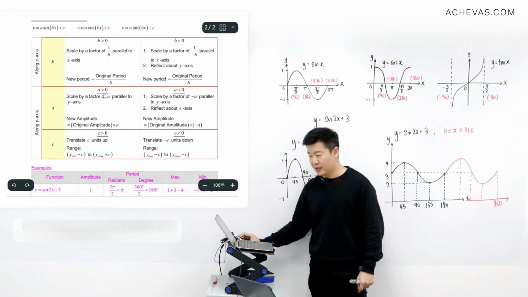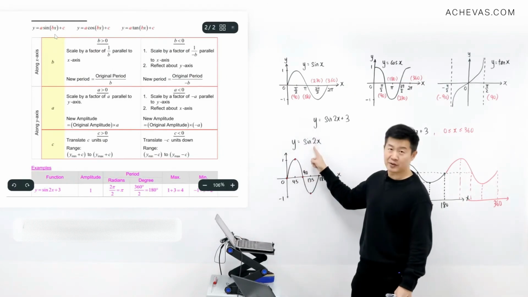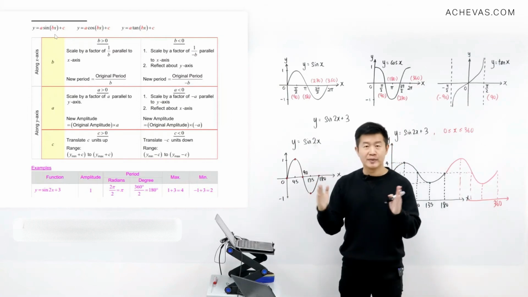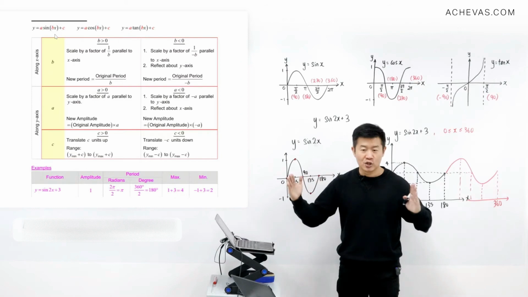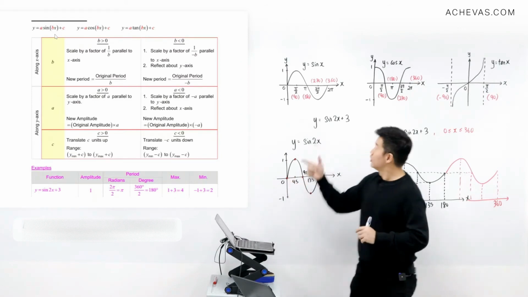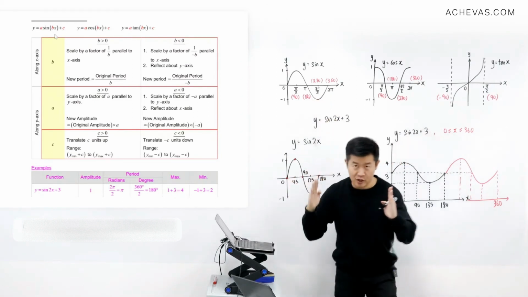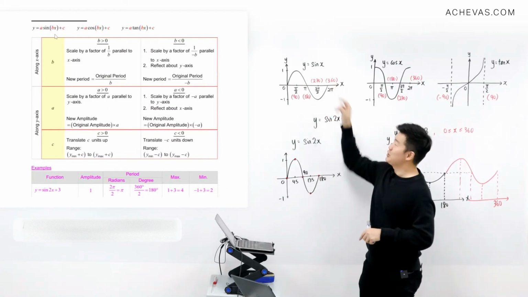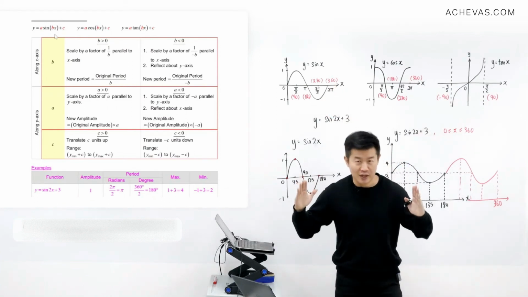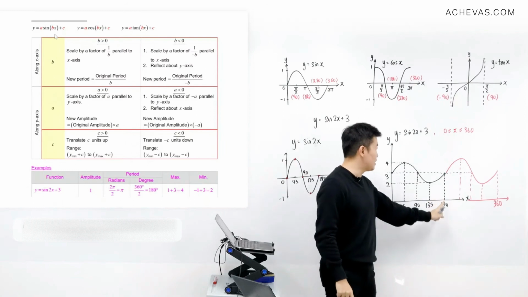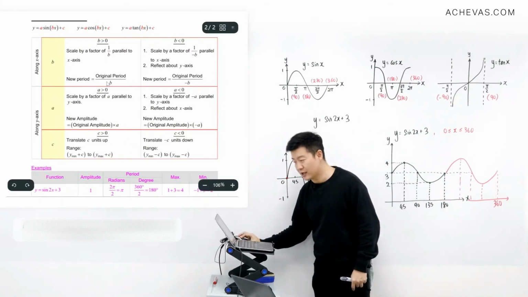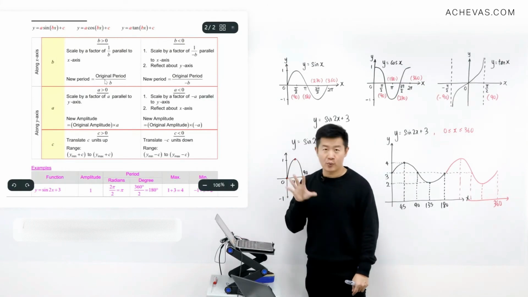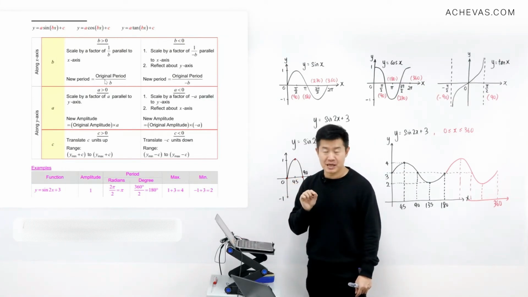As for the period, the new period is going to be affected by B. In this case, it's going to be affected by 2, since 2 is scaling everything by 1 over 2, parallel to the x-axis. So everything is going to be compressed. The original period is 2 pi. Sorry, we are in degrees, so the original period is 360. It is going to be compressed to a new period of 180, which is the formula that I gave you here. The new period is the original period divided by B.